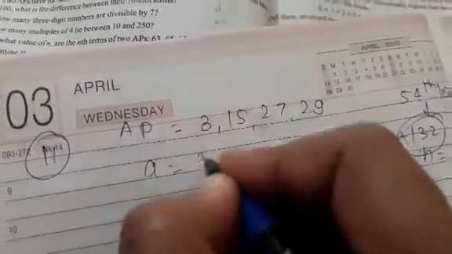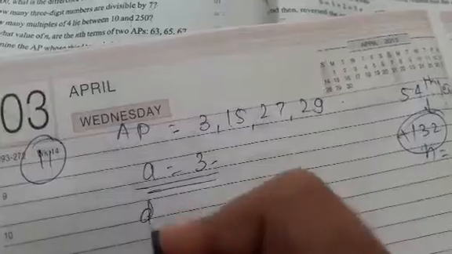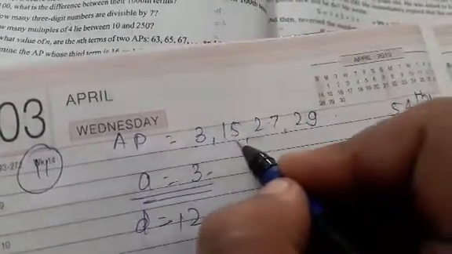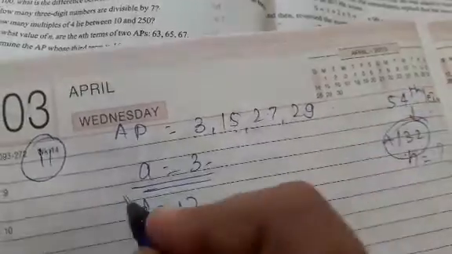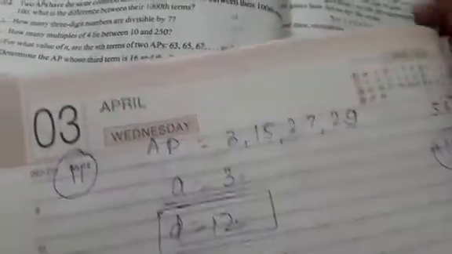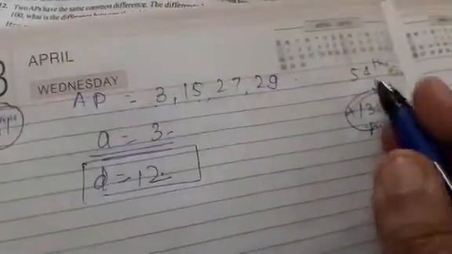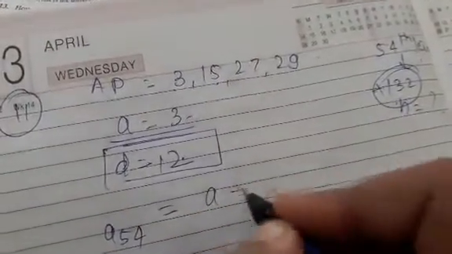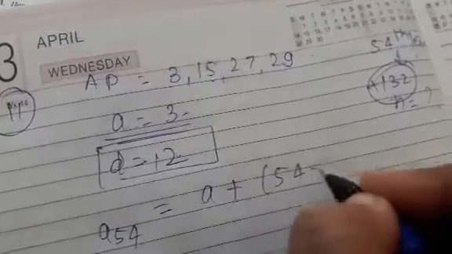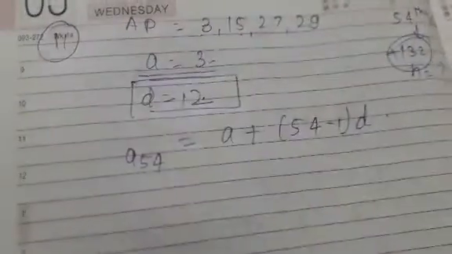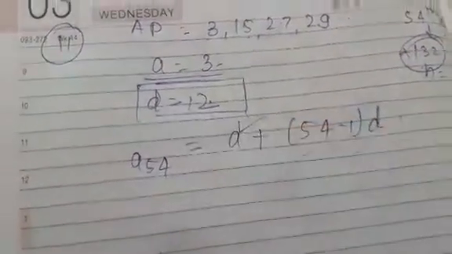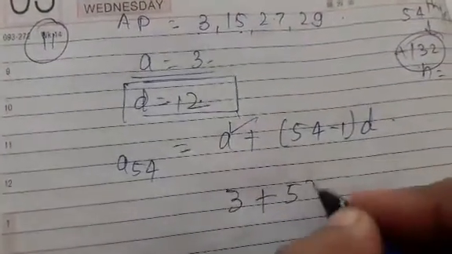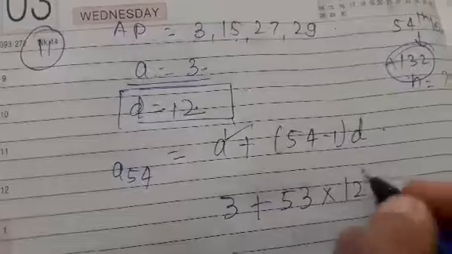So here we know that A is equal to 3, D is equal to 15 minus 3, which will give you 12. 27 minus 15 will also give you 12, and therefore the common difference is 12. Now we will take out the 54th term. So A54 is equal to A plus 54 minus 1 into D. Therefore, A is 3 plus 53 into 12.